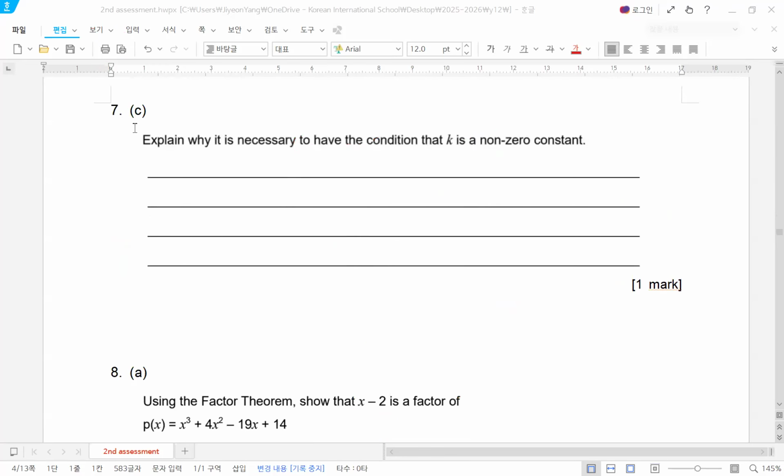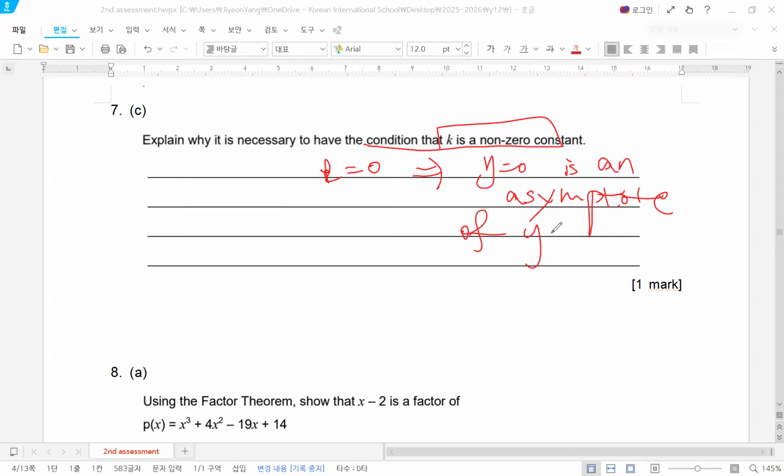Okay, question 7c. Explain why it is necessary to have the condition k is non-zero. Because if k equals 0, then it's an asymptote, guys. It's an asymptote of that graph. If k equals 0, then y equals 0 is an asymptote of the graph y equals 1 over x minus 3, so they don't intersect each other.